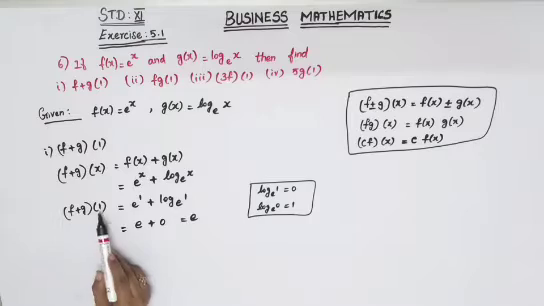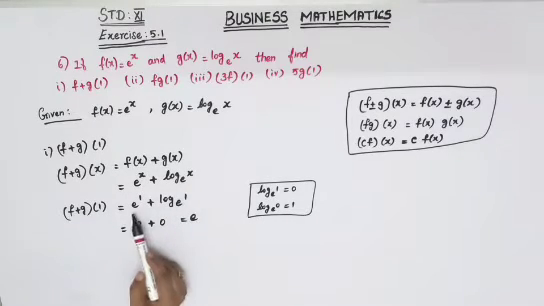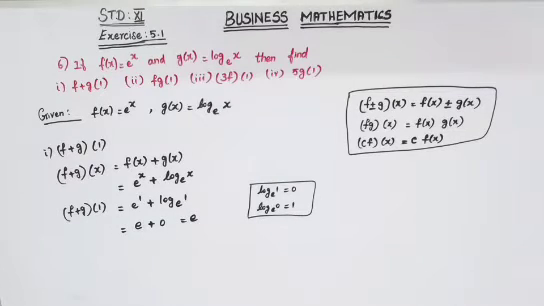So put 1 here. Wherever in your answer you got x, just replace it with 1. Then e power 1 is nothing but e itself. Log 1 means the answer is 0. So e plus 0 is equal to e. So this is your first subdivision answer.